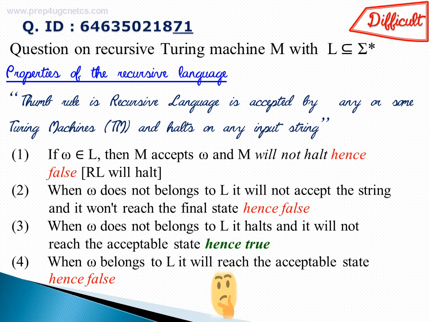Option 3: input string does not belong to L, then M halts without reaching an acceptable state. When the input string does not belong to L, it halts and will not reach the acceptable state, hence it is true. Option 4: input string belongs to L, then M halts without reaching an acceptable state. When the input string belongs to L, it will reach the acceptable state, hence it is false.